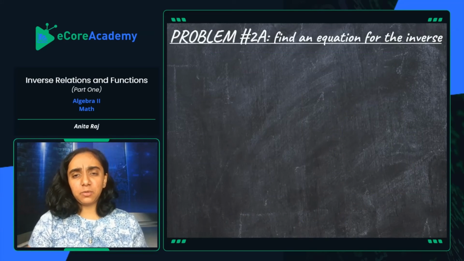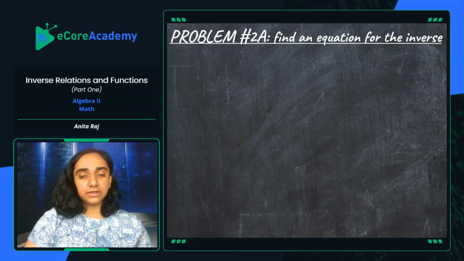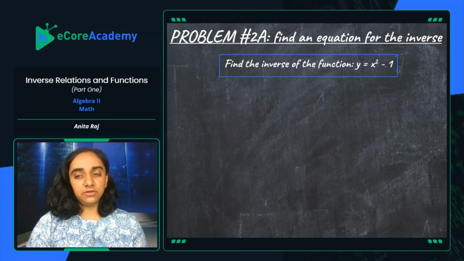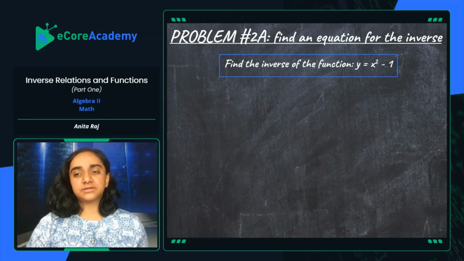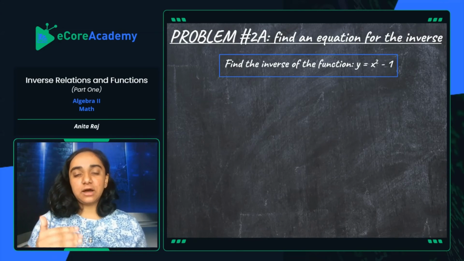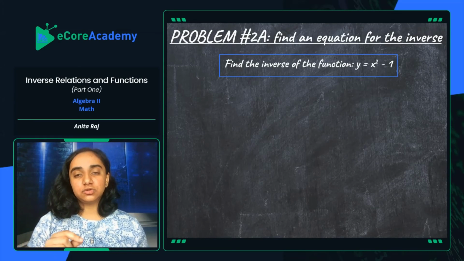For our next problem, number 2a, we're going to find the equation for an inverse after being given the equation for the relation or function we're working with. In this case, we're going to find the inverse of the function y equals x squared minus 1. We already know this is a function because it's a quadratic binomial. It's our parent function x squared, but instead of having the vertex at the origin, we moved it down to -1.